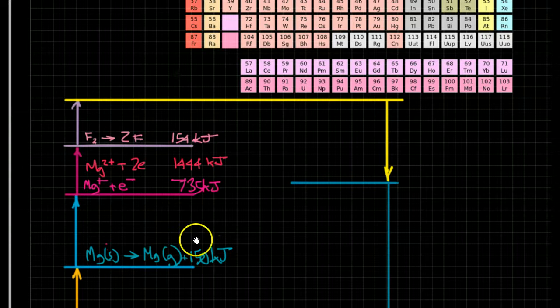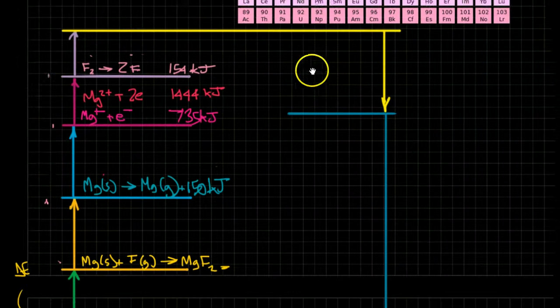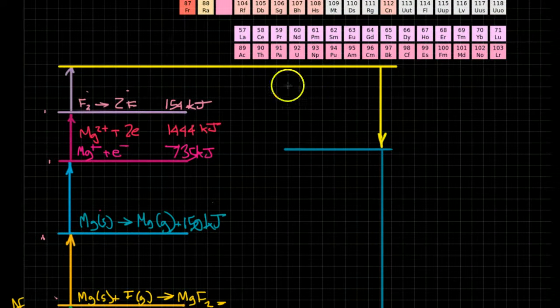Okay, so let's just do a little reality check here. I went from solid to gas, from gas to ionized magnesium gas. I went from fluorine to two individual fluorines from the diatomic molecule. And now that they're separate, they're ready to take on some electrons. And so that's what I'm going to do. I'm going to say this is the electron affinity.